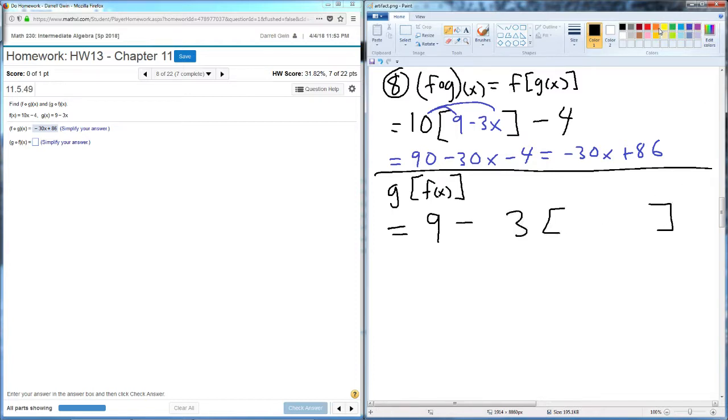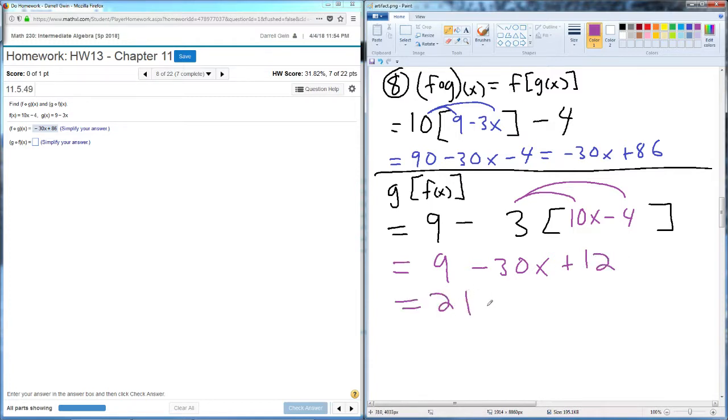Okay? And we're going to plug in f of x. So f of x is 10x minus 4. So 10x minus 4 goes inside. Simplify this. Negative 3 times 10x is negative 30x. Negative 3 times negative 4 is a positive 12. 12 plus 9 is 21.